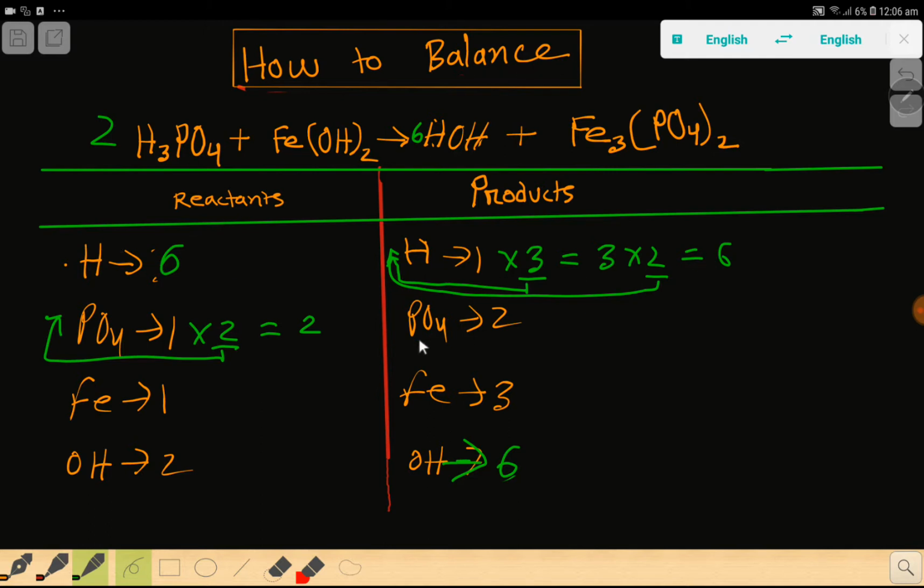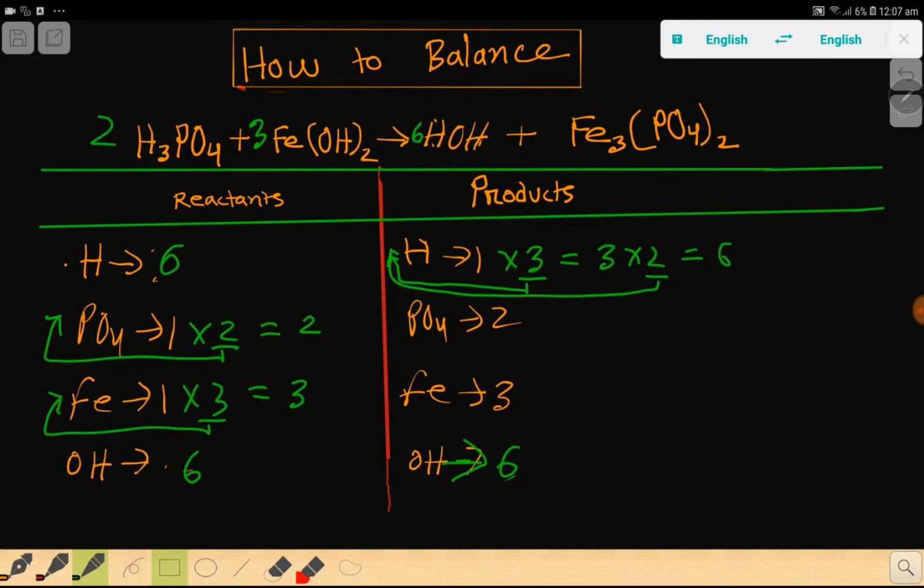Hydrogen 6, then phosphate 2, iron here 1, here 3. So to balance the iron, what can I do? I can multiply here by 3, that gives me 3. These 3 must come before this iron, that is here. So I have to place here 3. If I place here 3, the number of iron is 3, and the number of hydroxide 3 times 2, that is 6. So you need to write here 6.